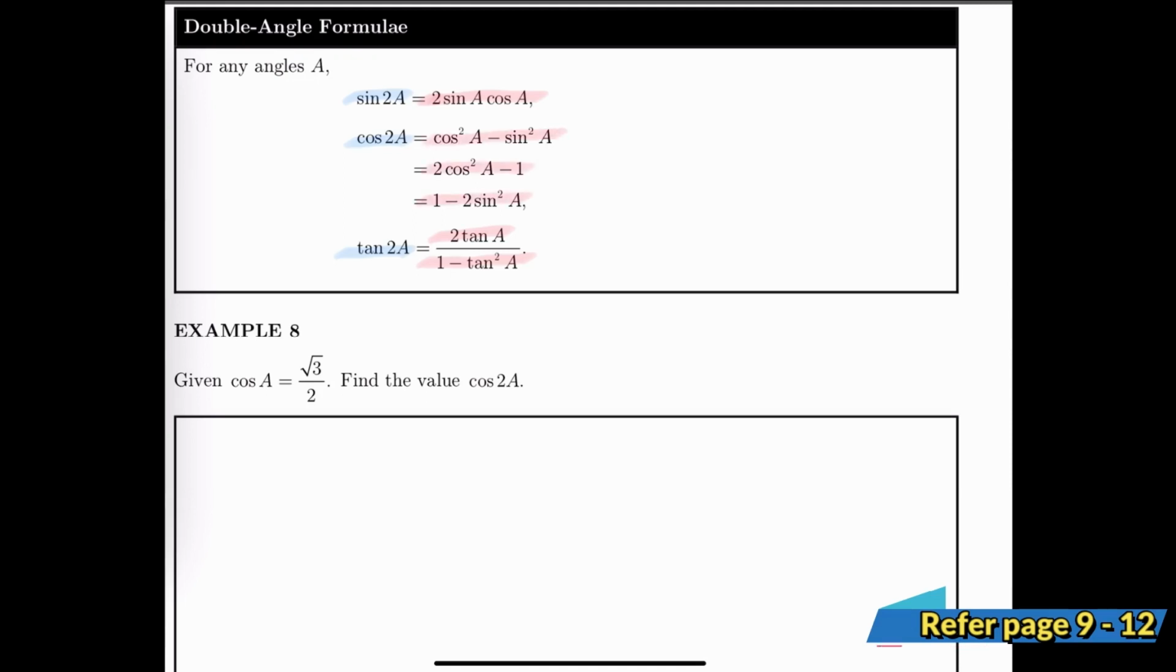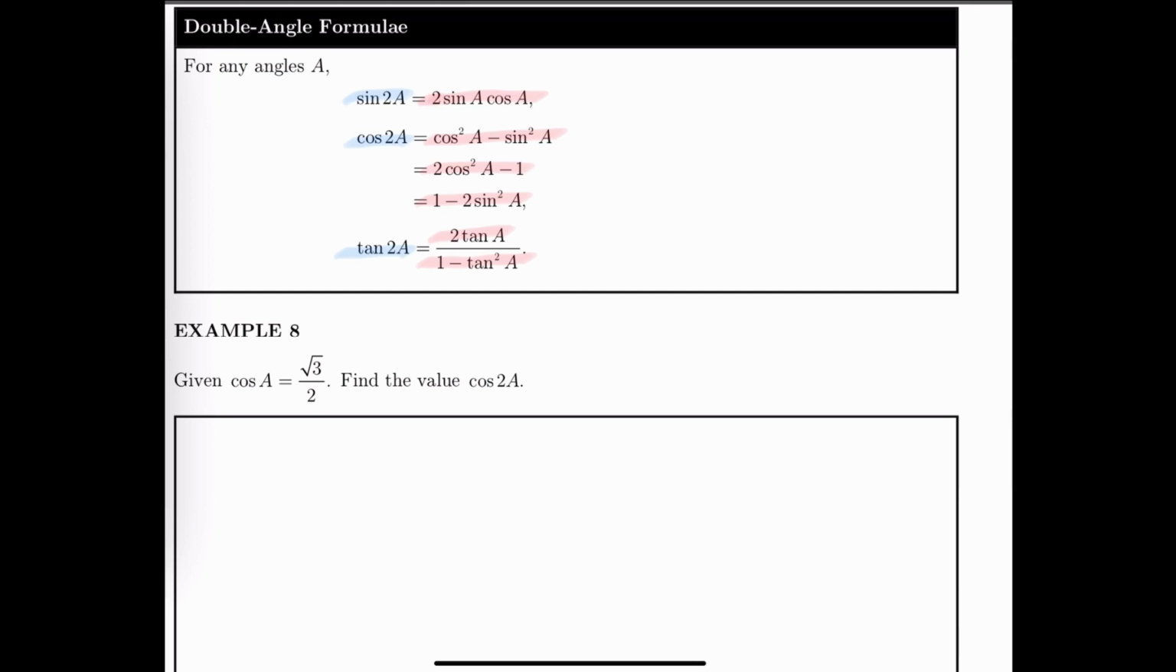The first one is cos squared A minus sine squared A. The second one is 2 cos squared A minus 1. And the last one is 1 minus 2 sine squared A. So we have to choose which one is the best formula depending on the information that we get from the question. So let's take a look at example 8.